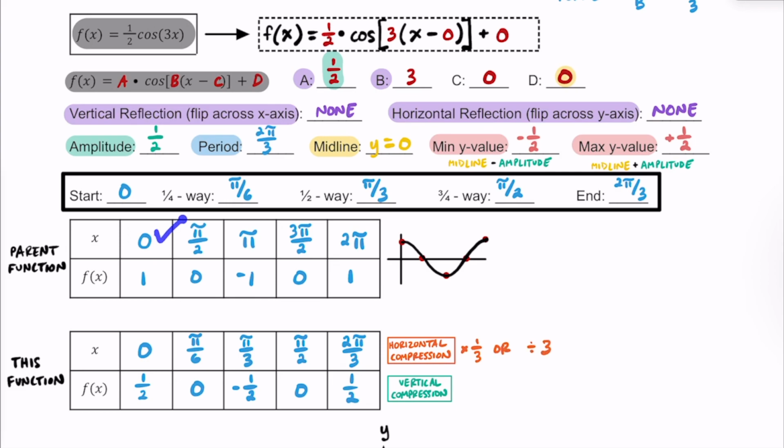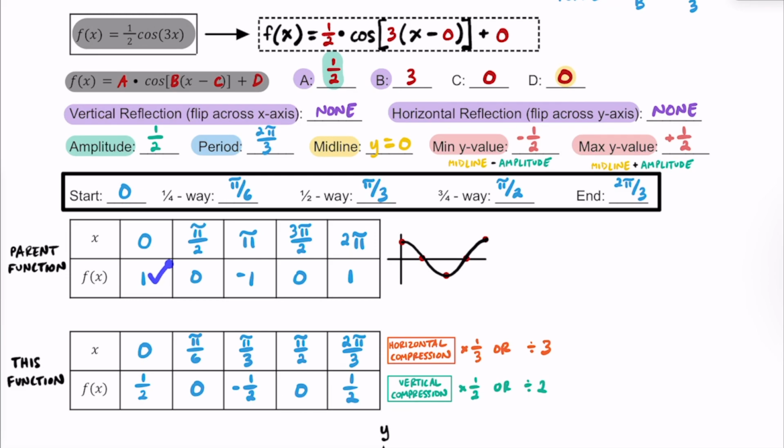So you can say 0 divided by 3, half a pi divided by 3, pi divided by 3, 3 pi over 2 divided by 3, and 2 pi divided by 3. That's how we got those values. And for our new y values, we just took each of our original y values, or f of x values, and multiplied them by 1/2, or you can think about that as dividing by 2 here.